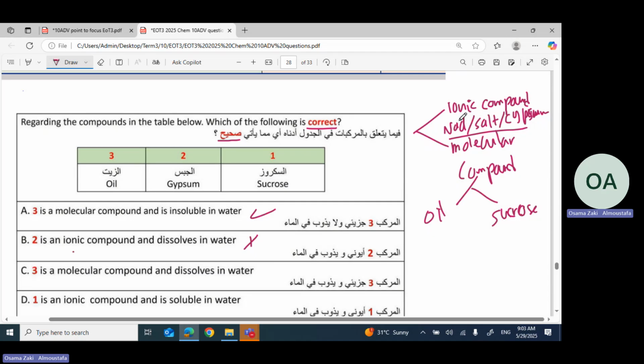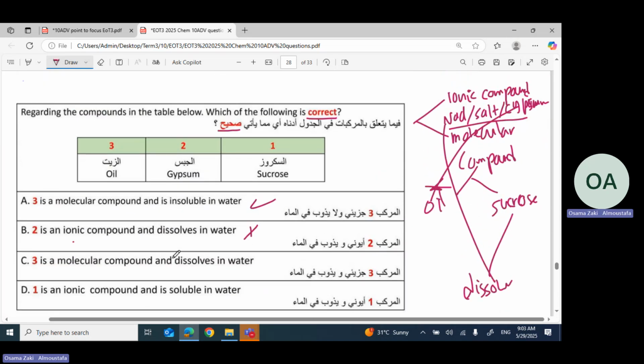By the way, NaCl and sucrose dissolve in water. Gypsum and oil don't dissolve in water. So three is a molecular compound. Does it dissolve in water? No, oil doesn't dissolve in water. One is ionic? No, incorrect.